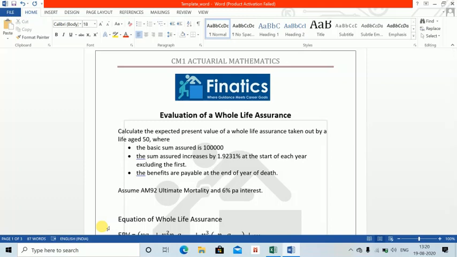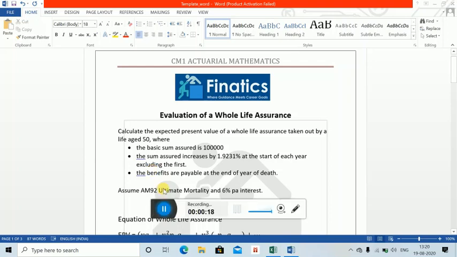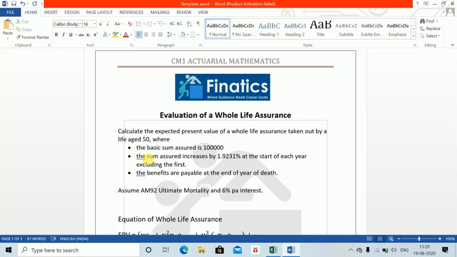Let's take this up. Calculate the expected present value of a whole life assurance taken out by a life aged 50, where the basic sum assured is 100,000. The sum assured increases by 1.9231% at the start of each year, excluding the first, and the benefits are payable at the end of the year of death. Assume AM92 ultimate mortality and 6% per annum interest rate. This is the basic information which has been given to us.